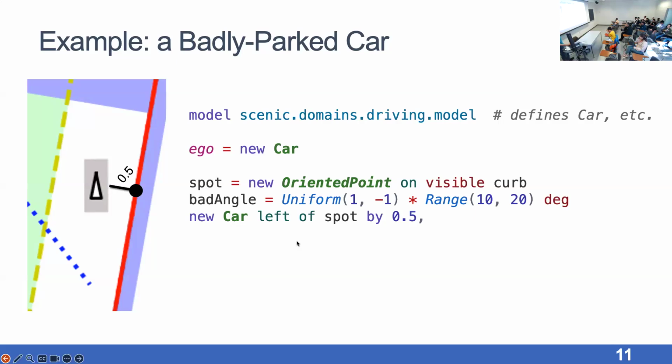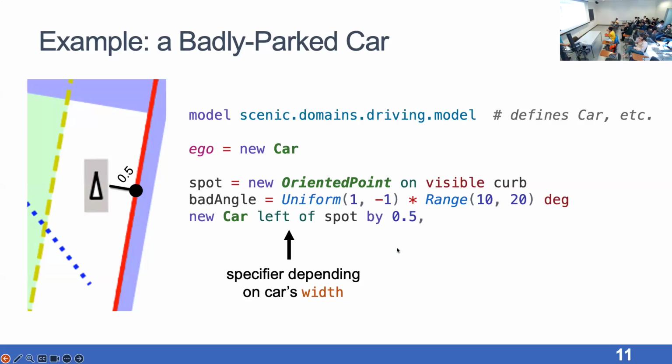Now, one notable thing here is if you want this gap between the car and the curb to be half a meter, you need to know how wide the car is, because the position of the car is represented by its center in Scenic. So if this car were wider, we would need to put the center of the car further out, to have this half a meter gap. So actually, this left of specifier depends on another property of the car, its width.